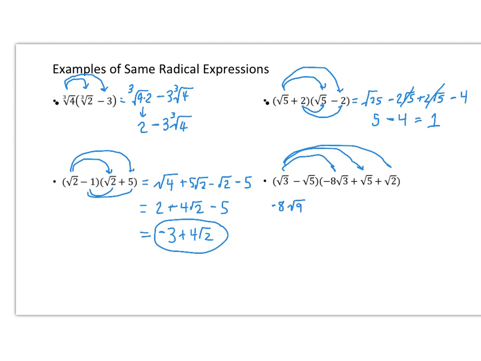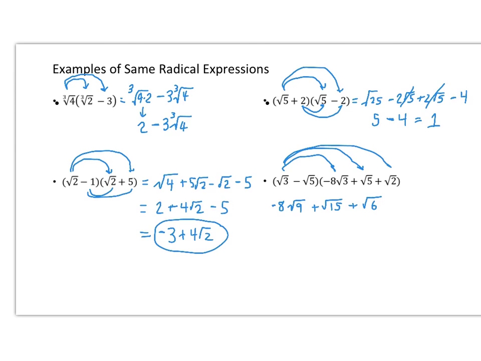And then we're going to get plus square root of 15 when we multiply the square root of 3 times the square root of 5. And then we're going to multiply the square root of 3 times the square root of 2, and we get a plus square root of 6. So that takes care of the first one.